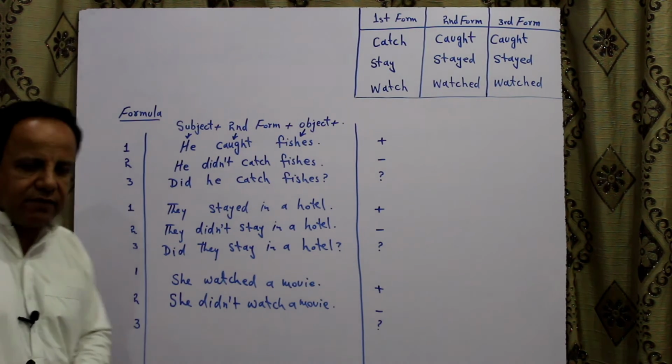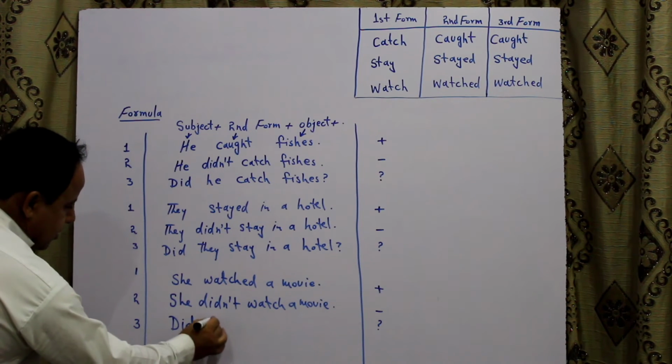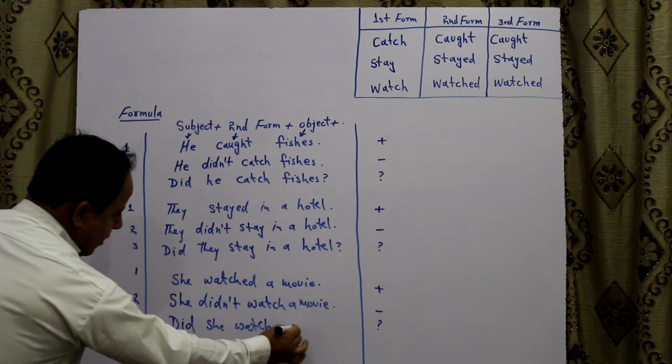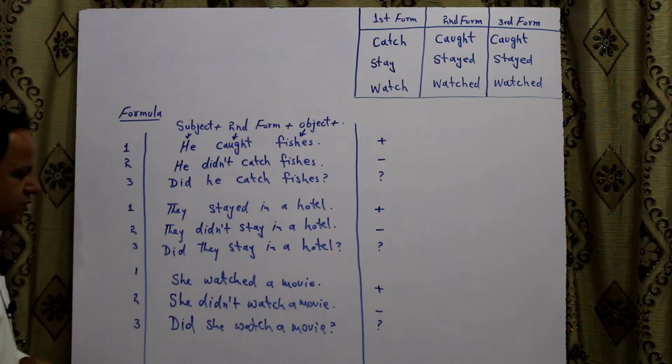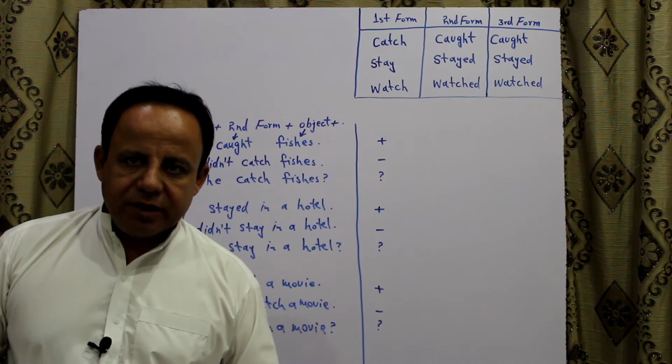How to make an interrogative sentence? We bring did at the beginning, like did she watch a movie? Did she watch a movie? At the end we use the question mark. So our sentence becomes an interrogative sentence. I hope you got them and you understood how to make the sentences.